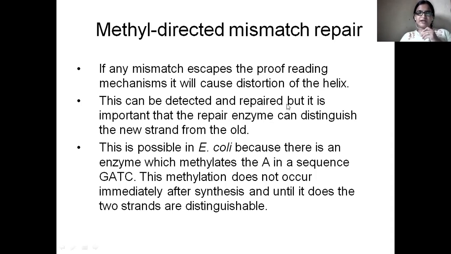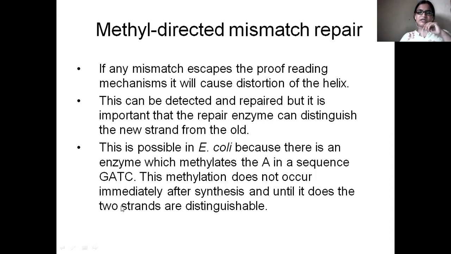This can be detected and repaired, but it is important that the repair enzyme can distinguish the new strand from the old. So the process of detection and repairing will happen, but the repair enzymes must understand which one is the new strand and which one is the old strand. Definitely the mismatch or the problem will be in the new strand. So the repair mechanism must be able to recognize the new strand and make the changes in the new strand.